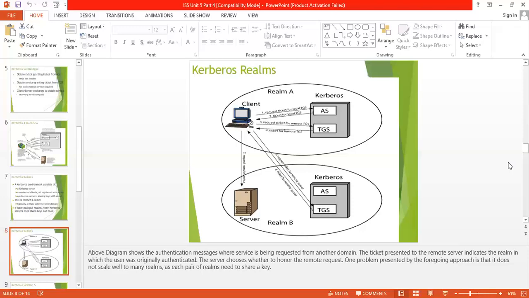One problem presented by the foregoing approach is that it does not scale well to many realms, as each pair of realms needs to share a key. So this shows the simple Kerberos version 4 authentication. The client requests the remote server, and Kerberos sends the ticket for the remote server, and then there is the request for remote services. So this is the simple Kerberos realm.